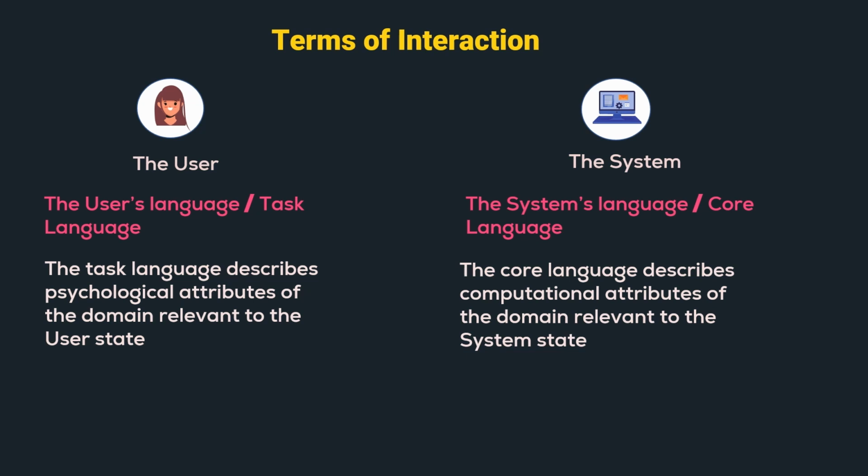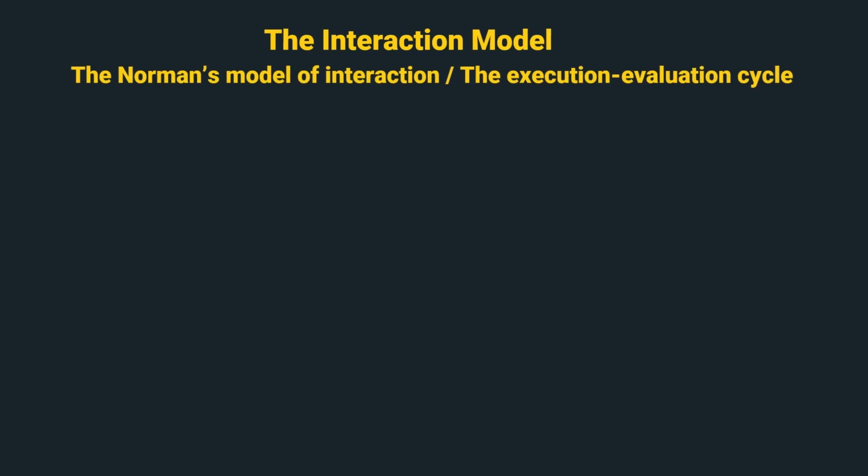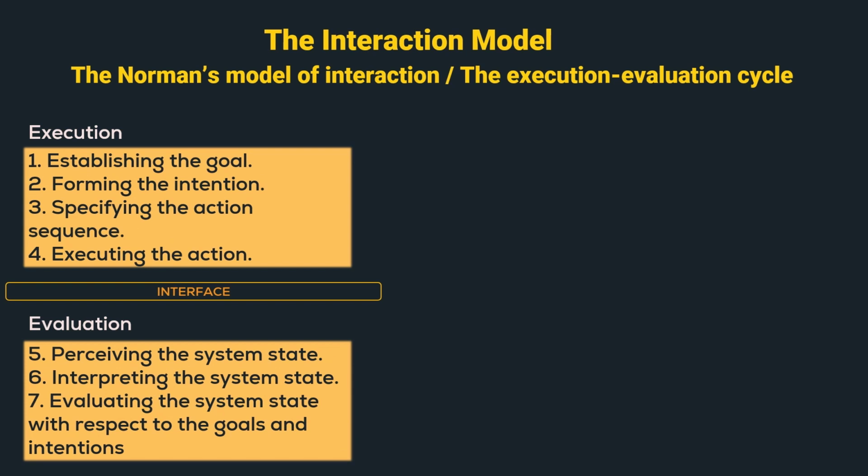Now let us understand the interaction model. One of the most influential models of interaction is the Norman's model of interaction, also known as the execution evaluation cycle. We have already covered the execution evaluation cycle in depth in our previous video. Link in the I button, do check out if you haven't. As we already know, the interactive cycle is divided into two major phases, which are execution and evaluation. And they are further divided into 7 stages as follows.